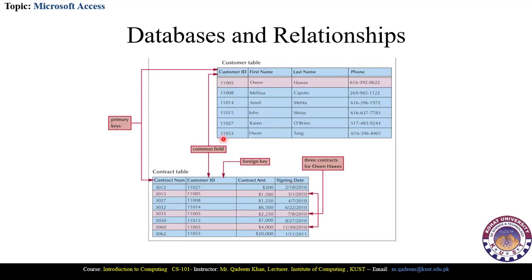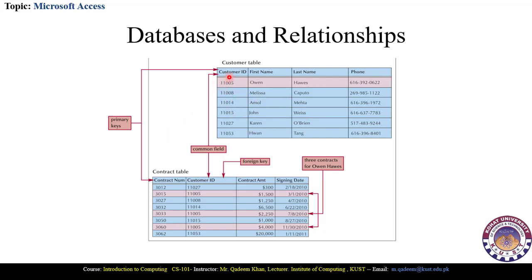For example, here we have two different tables. One is the customer table and the second one is the contract table. Now in the customer table, we have four different attributes: customer ID, first name of the customer, last name of the customer, and phone numbers.